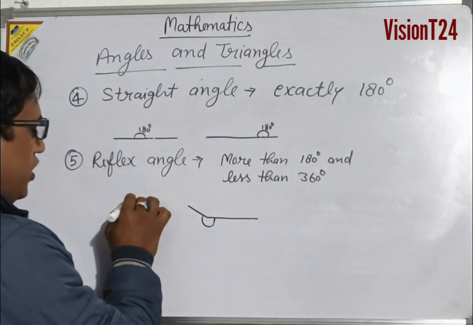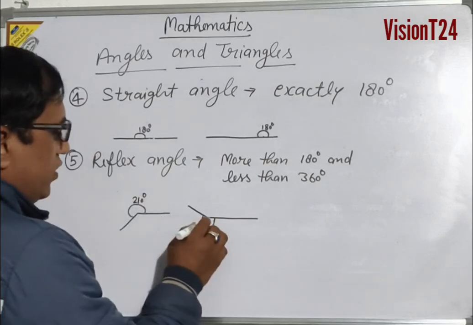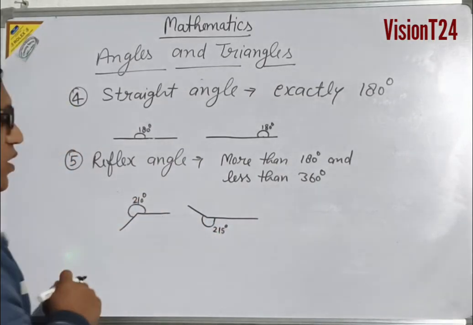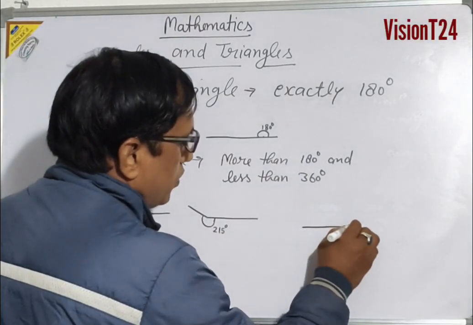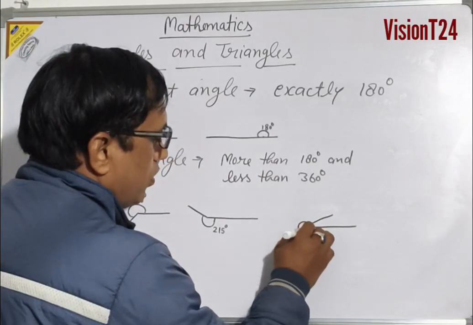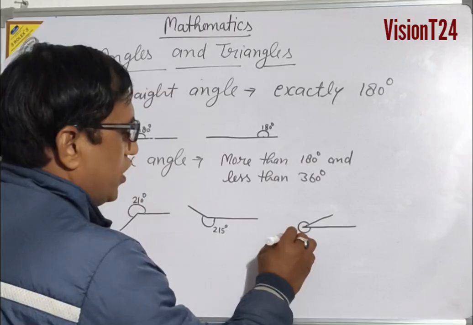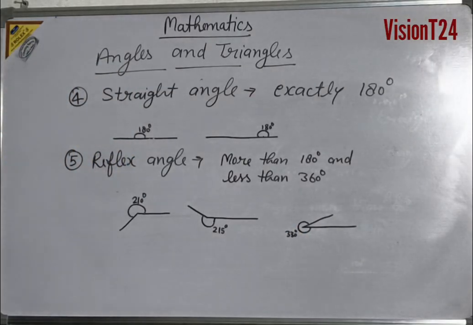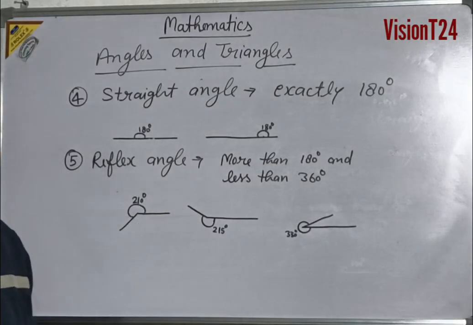Exterior angle. This is reflex angle. Suppose this one is 210 degree. This is also 215 degree. So that will be reflex angle. If I draw one more, this is 330 degree. So these angles are reflex angle. Okay, so you can easily recognize them.